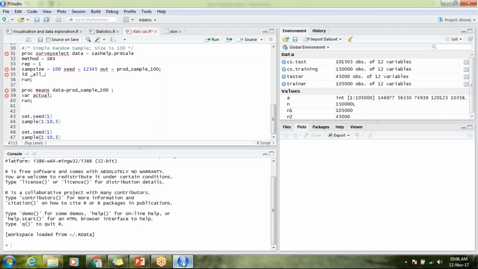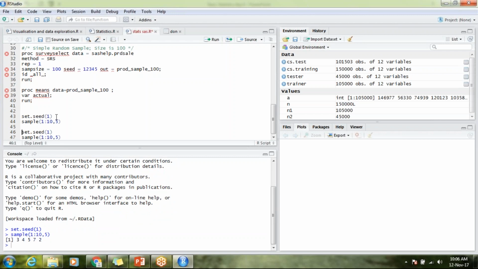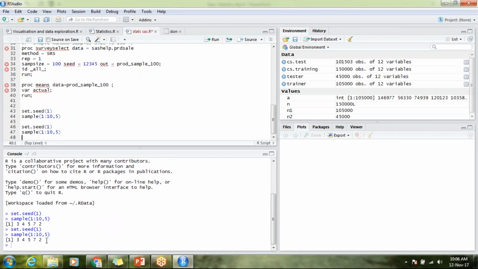Regarding set.seed. In yesterday's class, as I said, if I set a seed to a certain number, the sampling pattern would be the same. I have shared this code with you in the WhatsApp group as well. If I set my seed as 1 and take a sample from 1 to 10, I'm getting this pattern. Again, if I set my seed as 1 and do the same thing, I'm getting the same output.